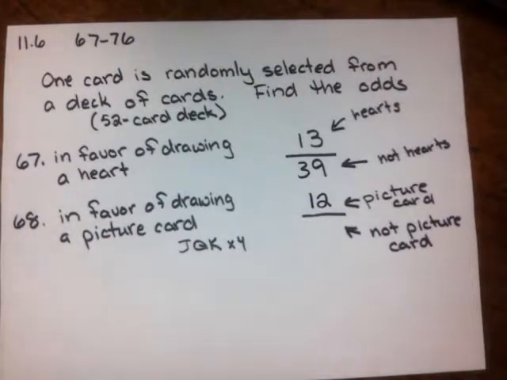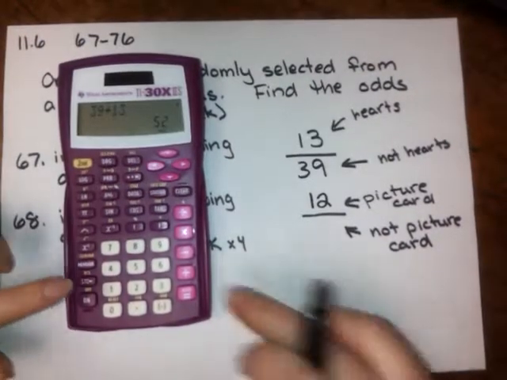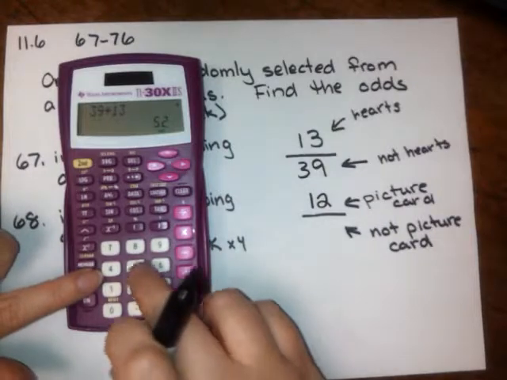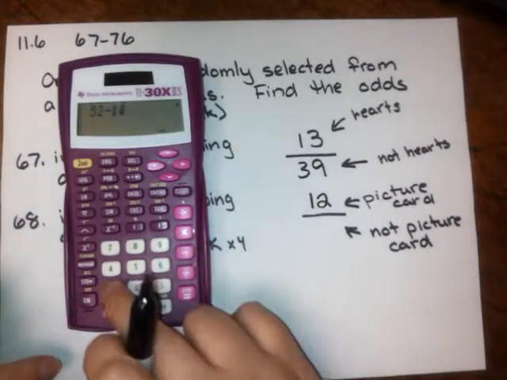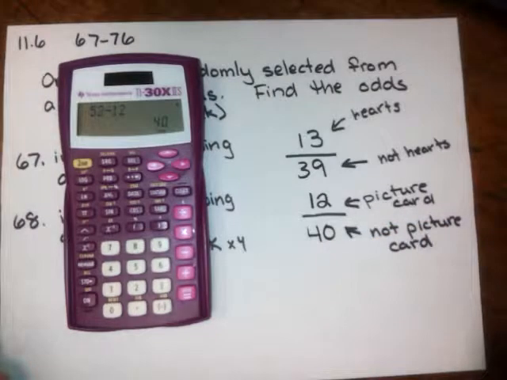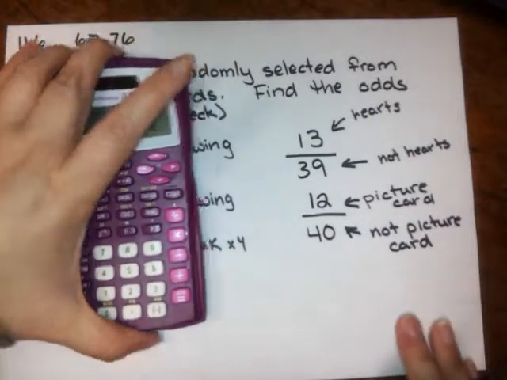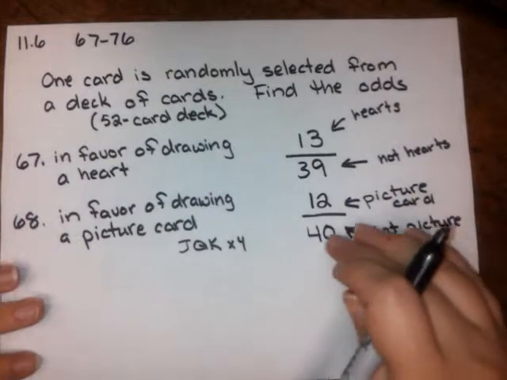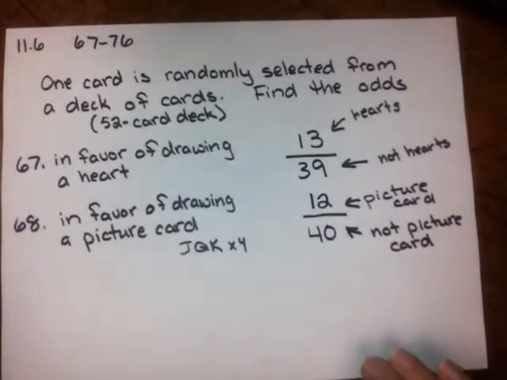So if there are 12 picture cards, how many of the 52 cards are not picture cards? 52 minus 12 is 40. So we get 12 over 40. So 12 to 40 odds in favor of drawing a picture card.